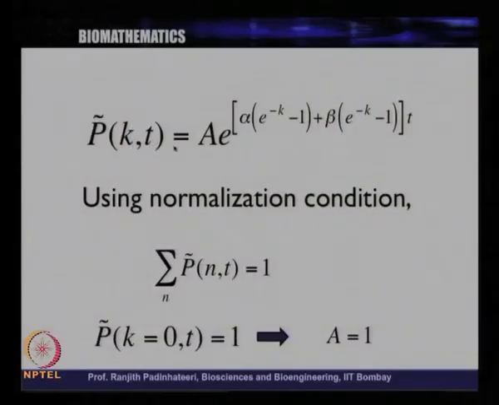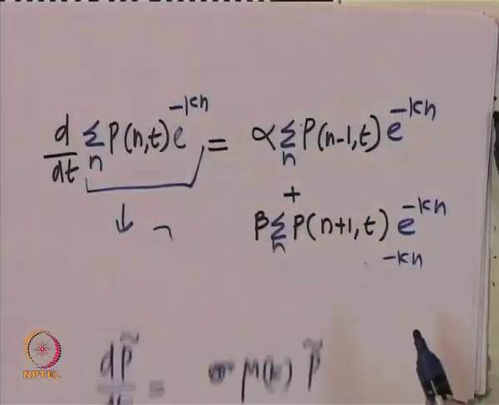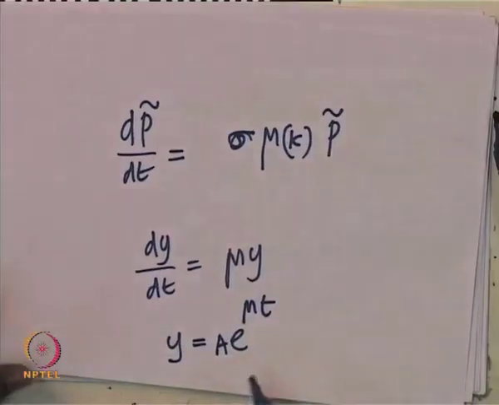Just similar to that, here p tilde of k, t has an exponential solution e power this. So, we could immediately solve this; it becomes a very simple equation. Previously we had a complicated equation in terms of alphas and betas, and that becomes a simple equation like this, and we could easily find a solution.